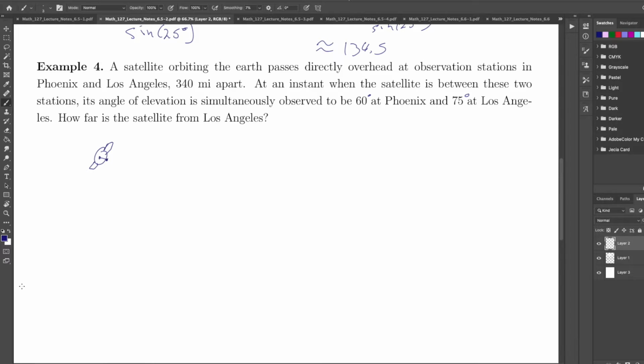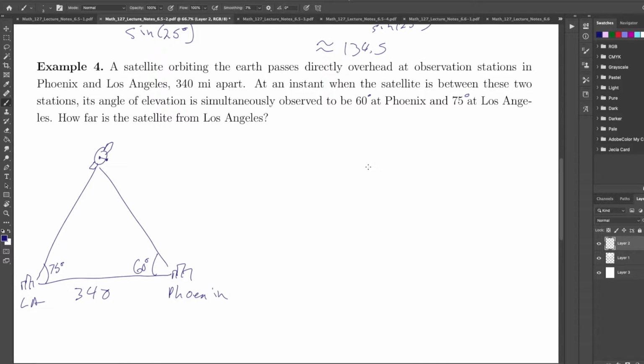And I have a tiny little city here. I have another city here. I guess they're not that tiny. These are big cities. And we're going to call this one LA. We're going to call this one Phoenix. We know that this distance right here is 340. We know that this angle here is 75 degrees. We know that this angle here is 60 degrees.